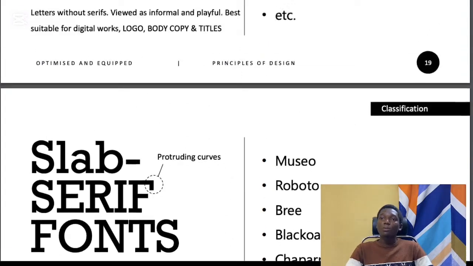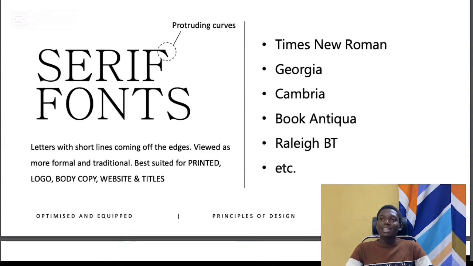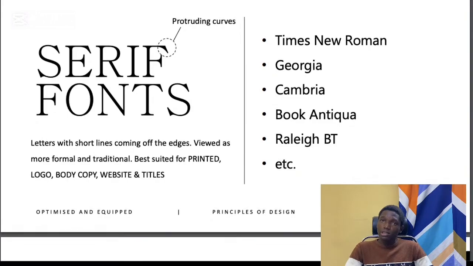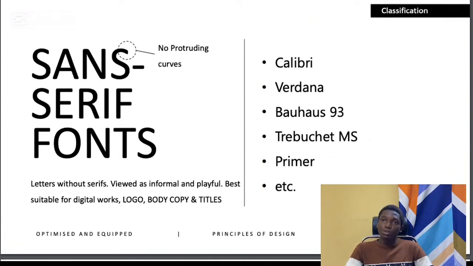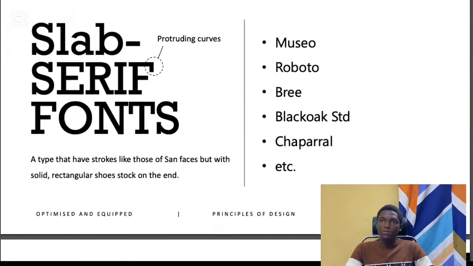In the serif font, they are also protruding curves, but they are shaped in a way that is stylish. Then the sans serif have no protruding curves, which makes them round. They are not sharp in typeface. And the slab serif fonts have sharp edges.